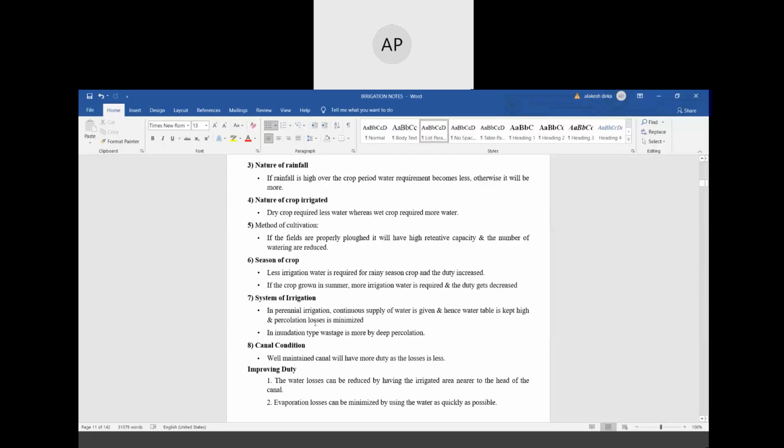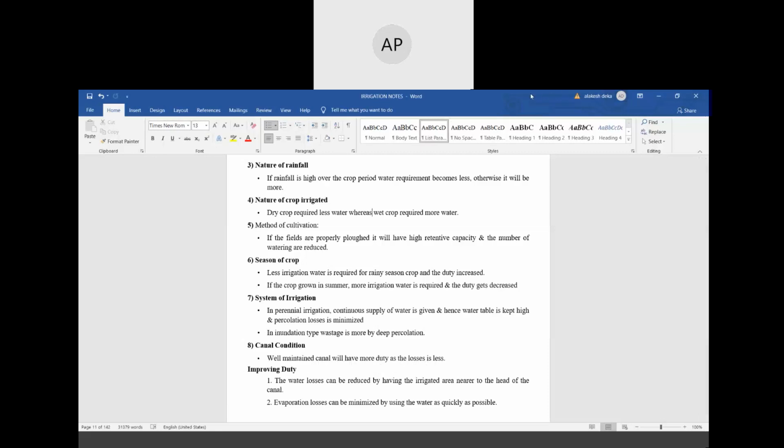Next, system of irrigation. In perennial irrigation, continuous supply of water is given and hence the water table is kept high and percolation losses are minimized. Next, in inundation type, wastage is more by deep percolation. And next is canal condition. A well maintained canal will have more duty as the losses are less.